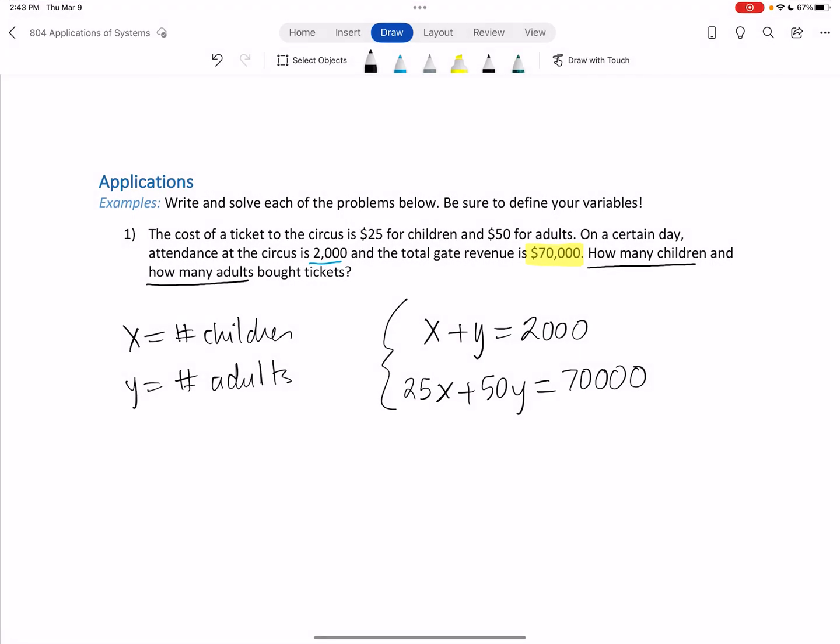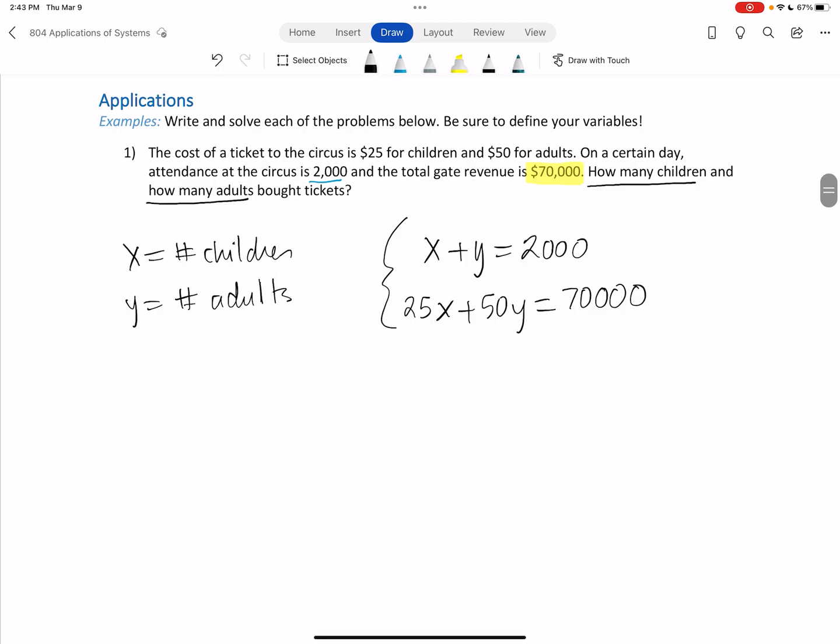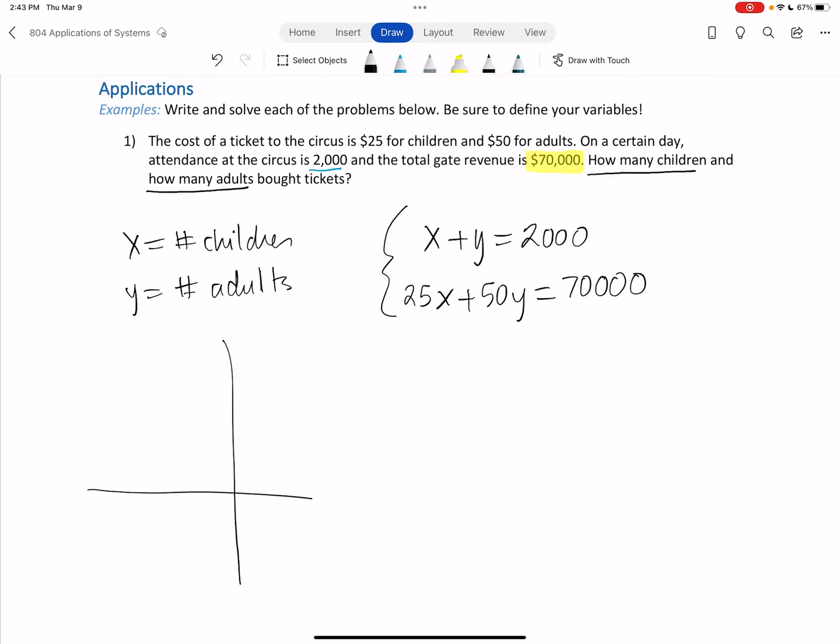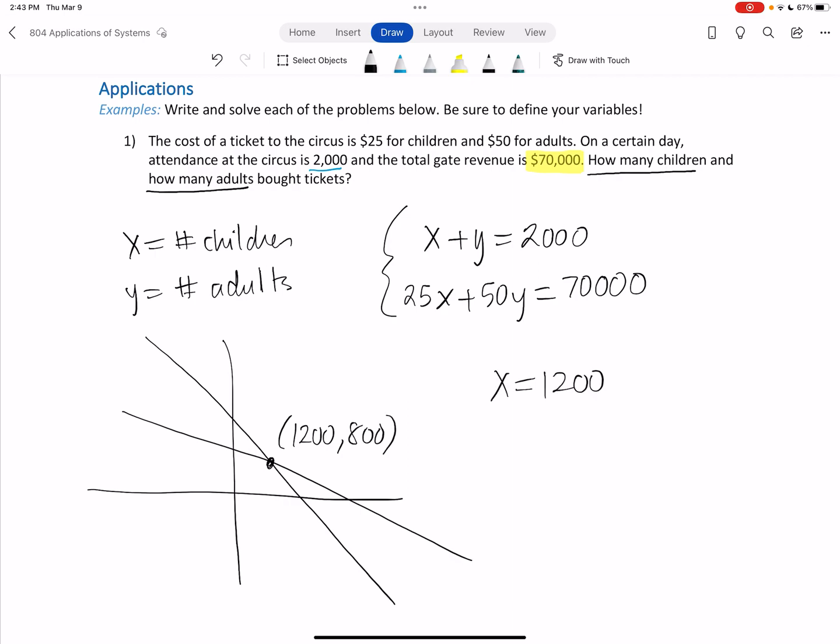Okay, so I put those in my calculator and I graphed those two equations. I had one that looked like this and one that looked like this. They crossed there at the point 1,200, 800. So x is 1,200 and y is 800.